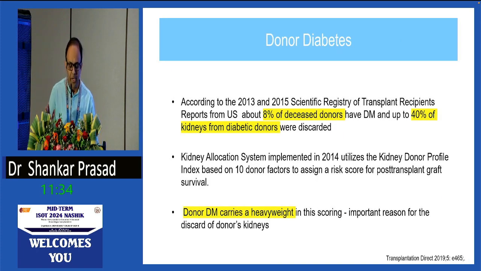Coming to donor diabetes, in the US registry, every year about 8% of the deceased donors have diabetes. Among those, in spite of the extended criteria to include them, 40% of the kidneys from diabetic donors are still being discarded. The kidney allocation system implemented in 2014 in the US, the KDPI index, contains 10 donor factors. Donor diabetes carries a heavy weight, which is also an important reason for discarding donor kidneys.